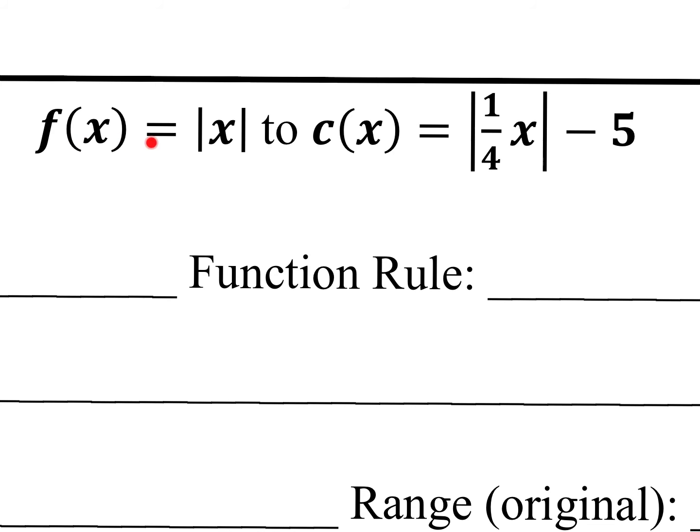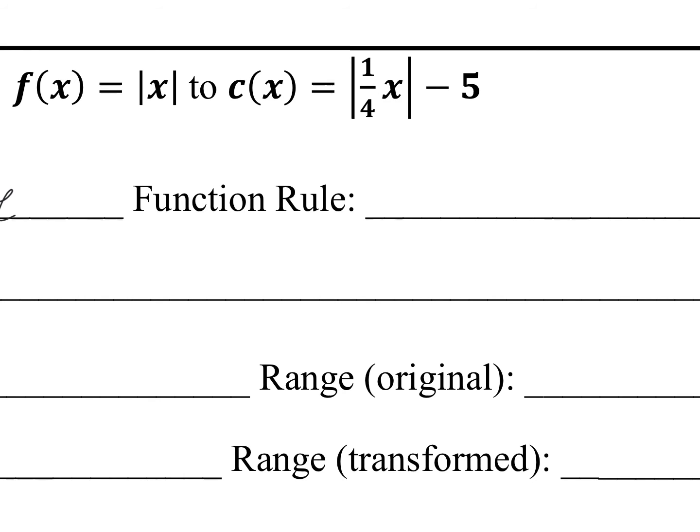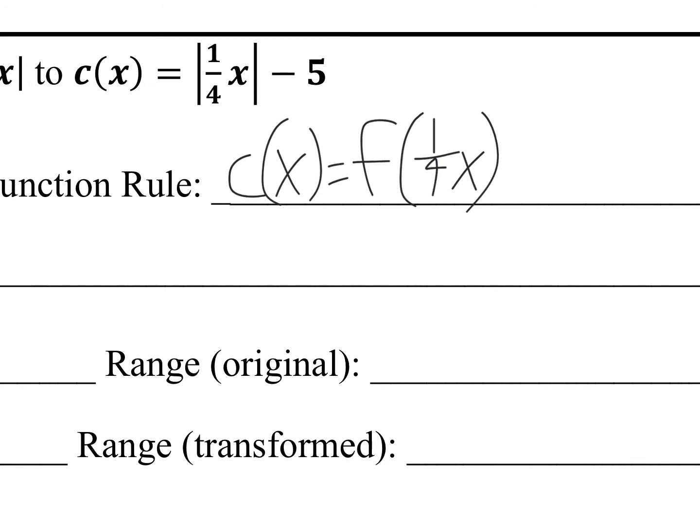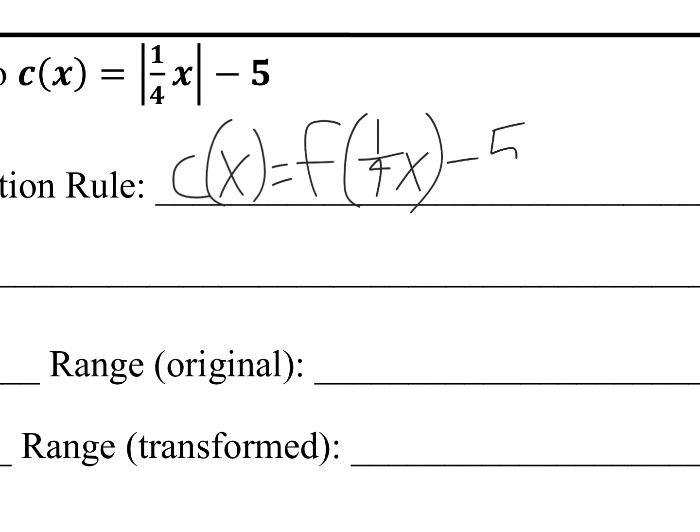Okay, so here I have f of x equals the absolute value of x, and c of x equals 1/4 the absolute value of x minus 5. So what's my function type? It's an absolute value function. What's my function rule? Well, I'm going to start it off with c of x equals, and then we have f of x, right? We're going to write f of x here, but we have 1/4 on the inside of the absolute value bars, so I'm going to put a 1/4 on the inside with the x, so it'll say f of 1/4 x. And then that minus 5 is on the outside of the absolute value bars, so I'll just say minus 5 right there, and that's all there is to it.